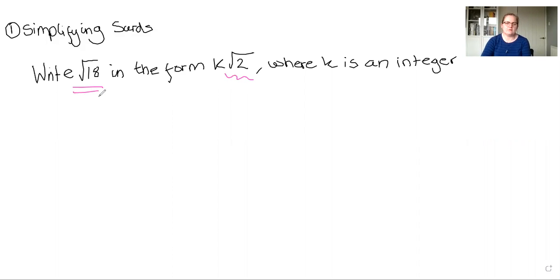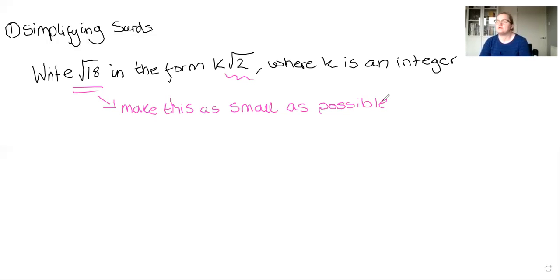So the whole idea of simplifying surds is we want to make root 18 as small as possible. So nice and basic, we'll start off. We need to know our square numbers. Again, this is something you probably know. If you've forgotten your square numbers, it's a great time to remind ourselves of them. Our first square numbers are 1, 4, 9, 16, 25, and 36.